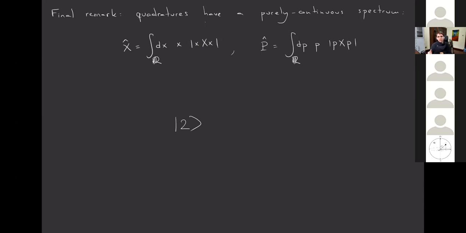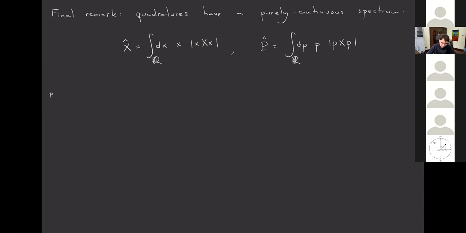So whenever I use the label X, we will be talking about position, P about momentum, and N or M about the Fock states, okay? But if we need to distinguish or there is any doubt at any point, you can always ask.